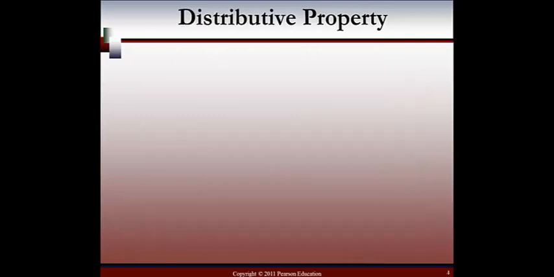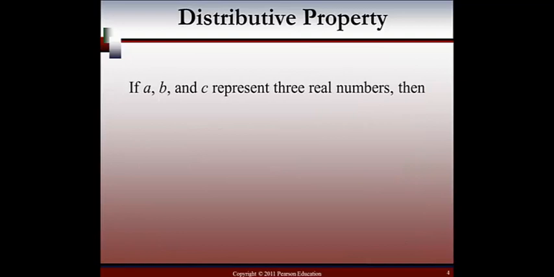Next we have the distributive property. If A, B, and C represent 3 real numbers, then A, and then parentheses, B plus C, is the same thing as AB plus AC.